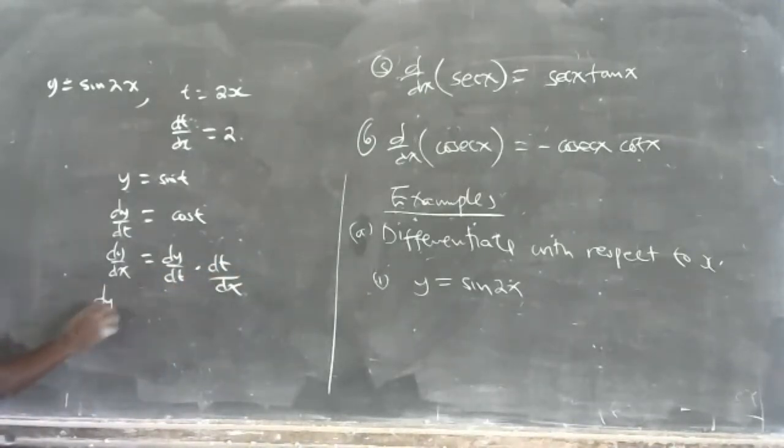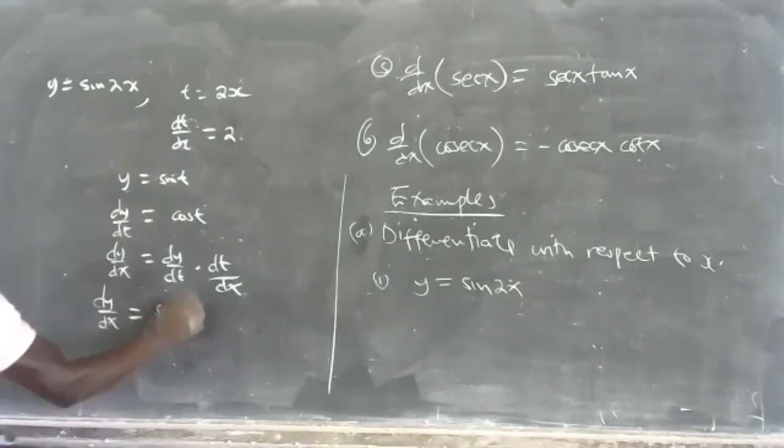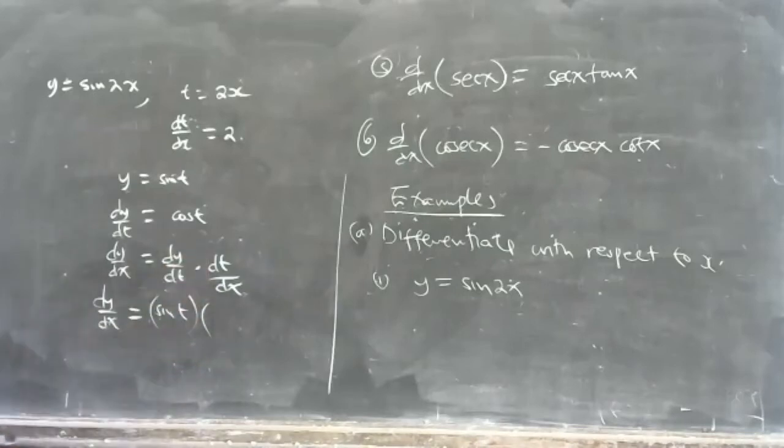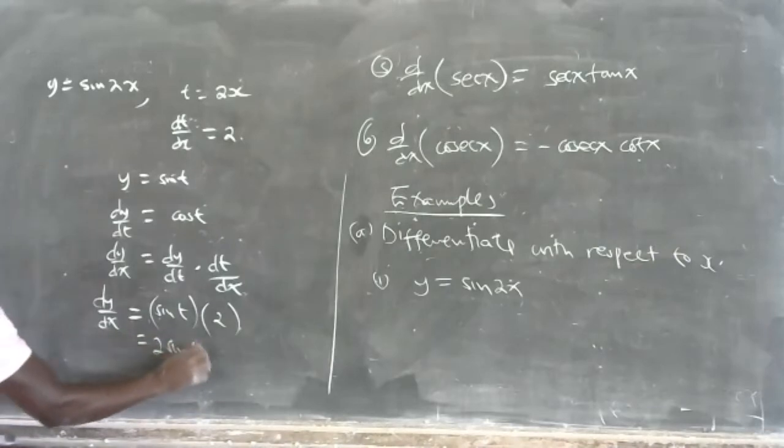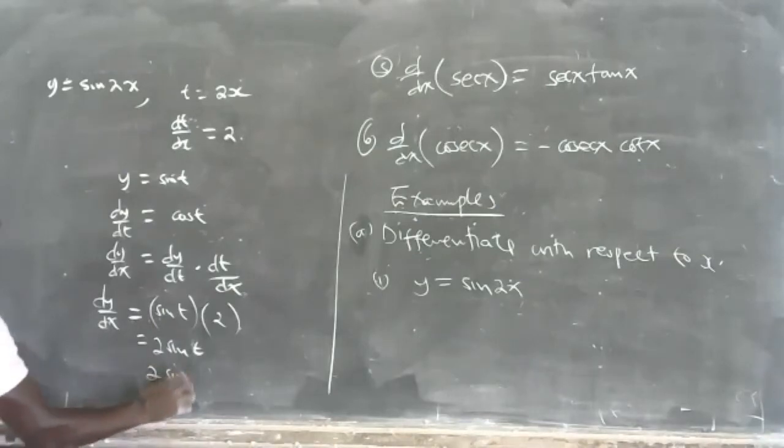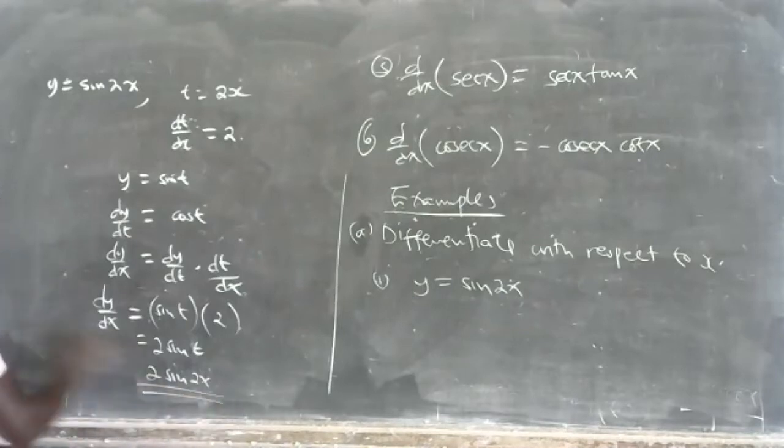Chain rule, meaning dy/dx now will be your dy/dt, which is cos t, times dt/dx, which is 2, which becomes 2 cos t. But what was your t? It was 2x. So this is what you get. That's the d/dx of sin 2x. Any question?